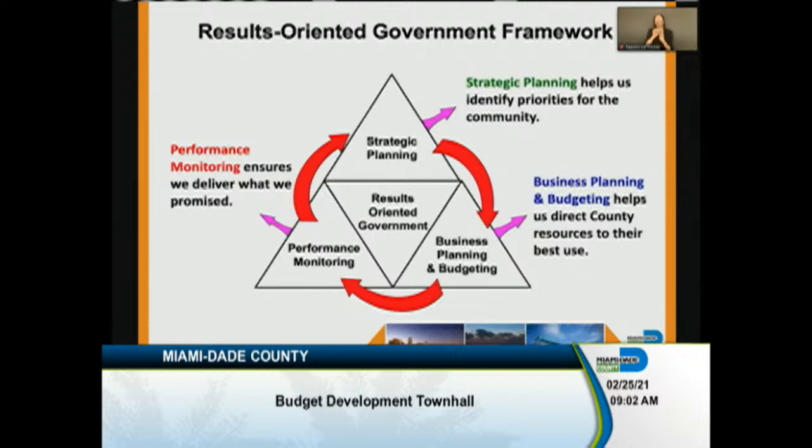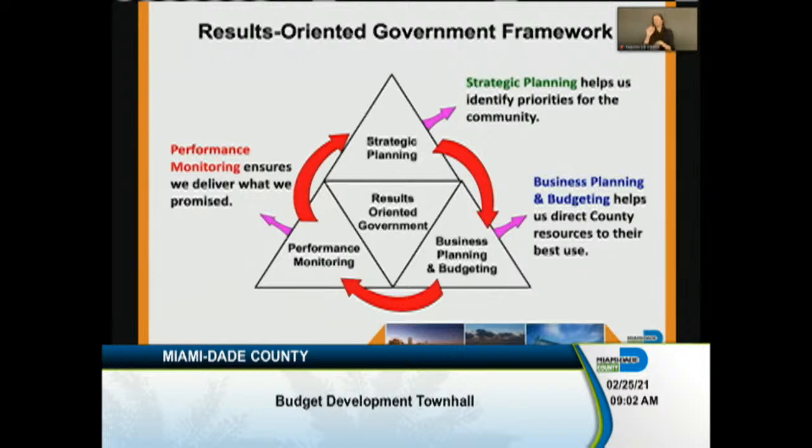Now, before we dive into the county's budget, I think it is important to describe how the county is managed. Budgeting is only part of how the county delivers services. As we develop our budget, we need to know what services are important to residents and check to see if we are delivering what we said we would. So to make it all work, we use what we call a results-oriented government framework. The framework has three major components to it.